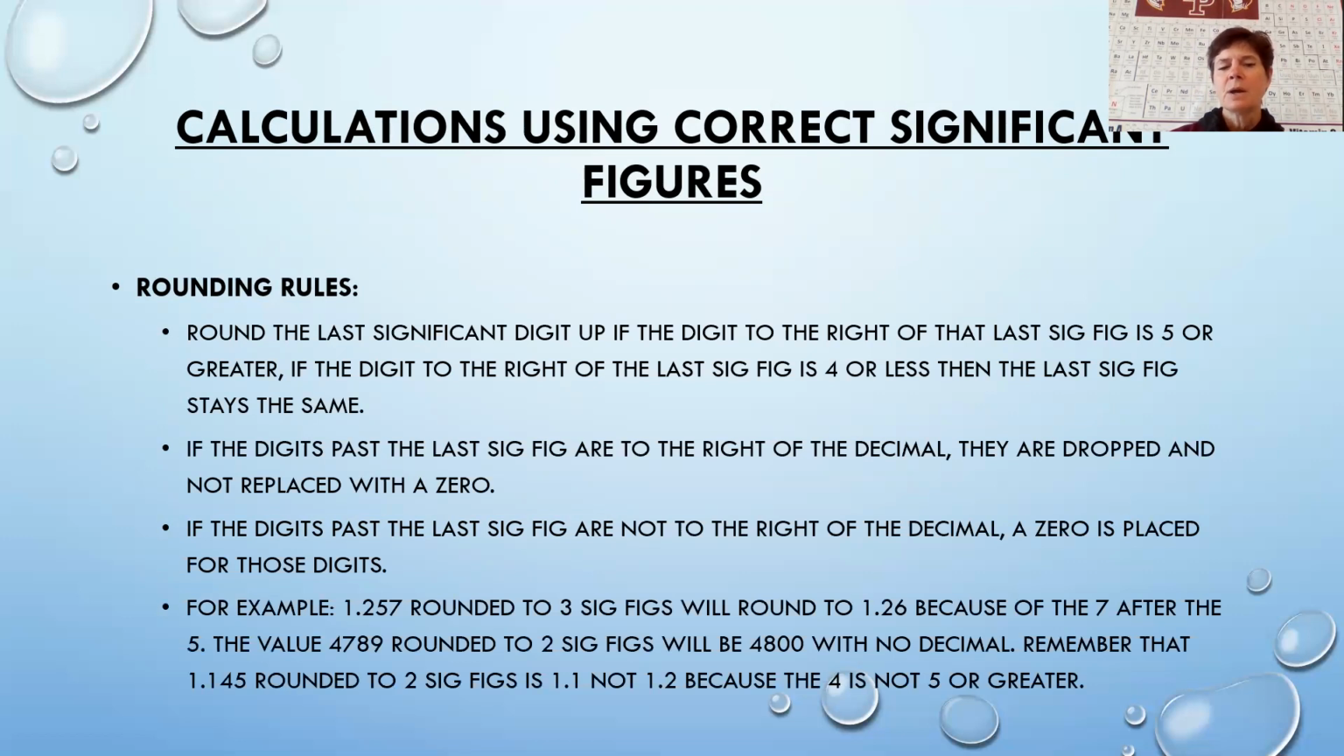For example, 1.257 rounded to 3 sig figs will round to 1.26 because the 7 after the 5 rounds it up. The value 4,789 rounded to 2 sig figs will be 4,800 with no decimal. Remember that 1.145 rounded to 2 sig figs is 1.1, not 1.2, because the 4 is not a 5 or greater.